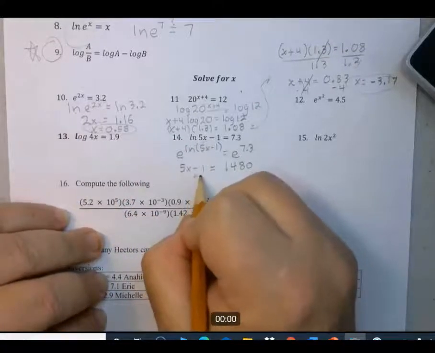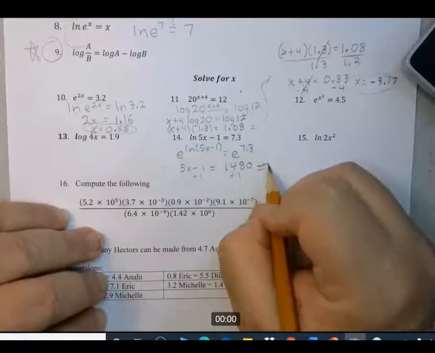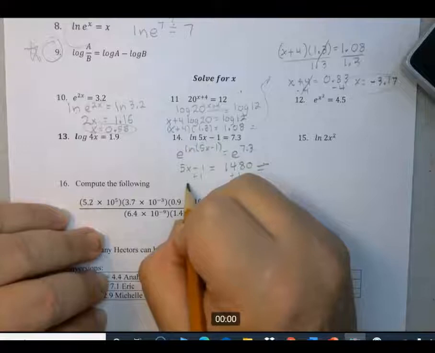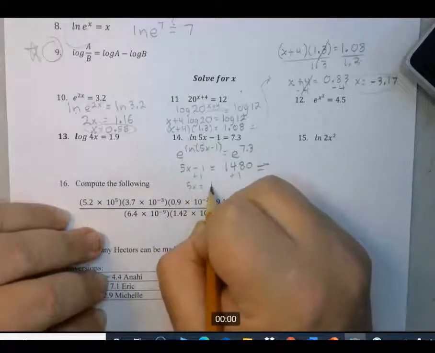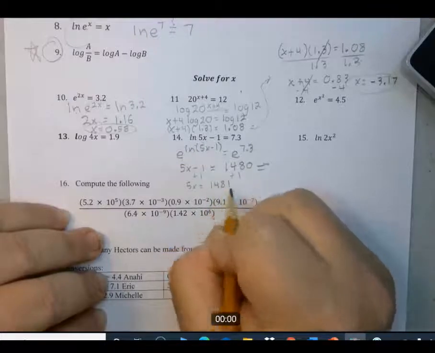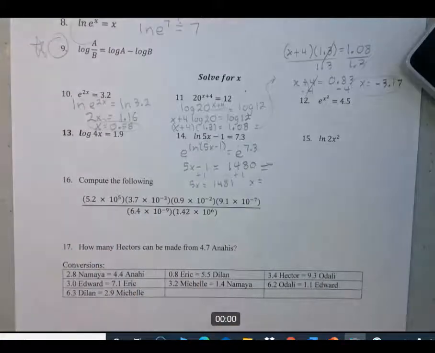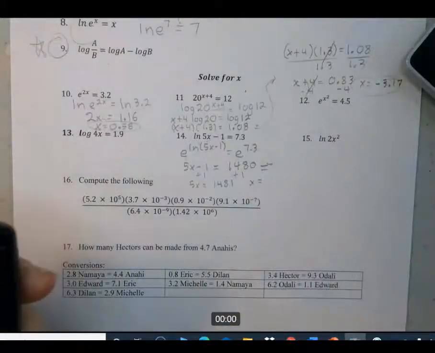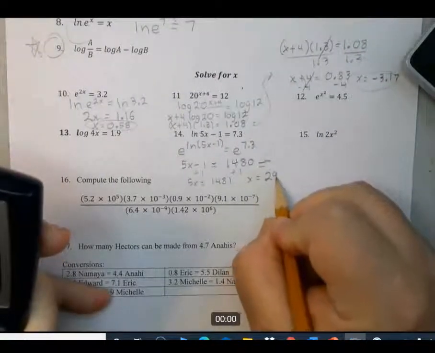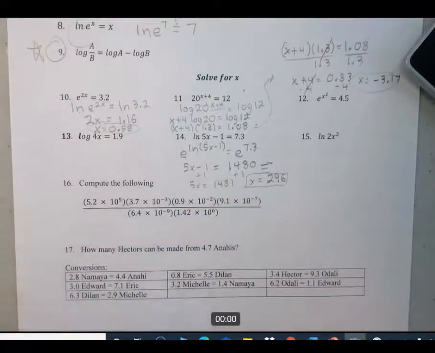Okay, so we're going to add 1 to both sides. I'll come over here. Well, I better not run out of space. 5x equals 1481 because I added the 1 there. So x is going to equal that divided by 5. And I get about 296. Again, not a meaningful number in terms of chemistry. We're just learning logs, how to deal with logs.